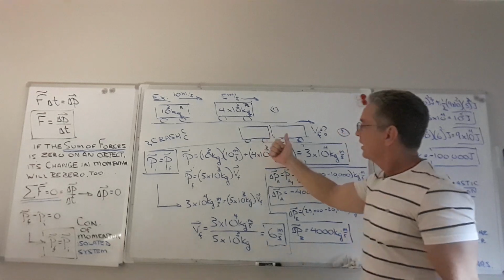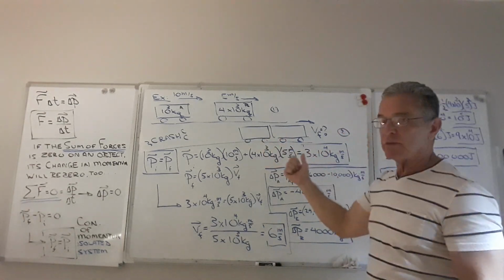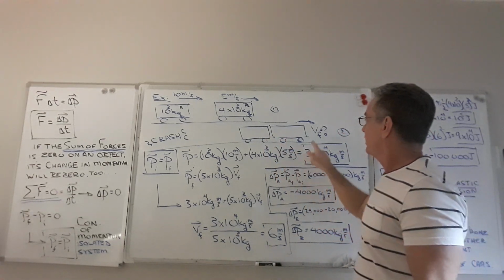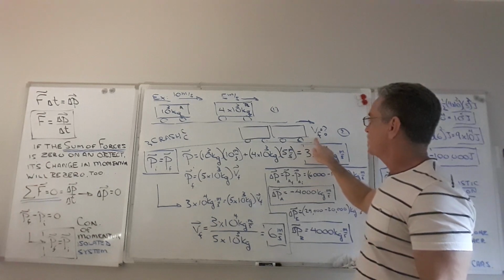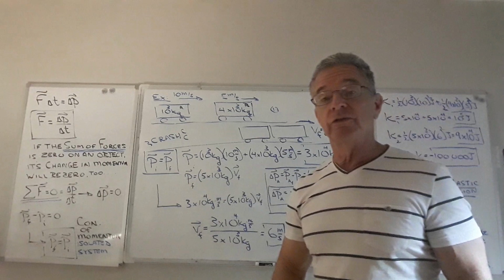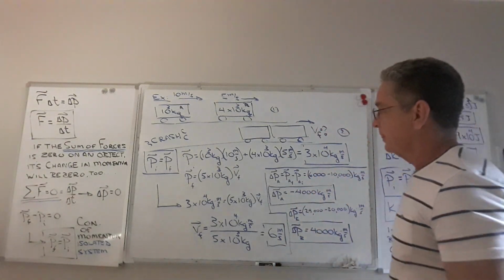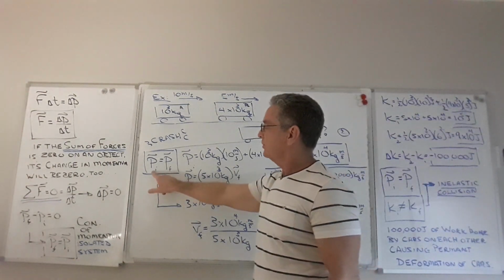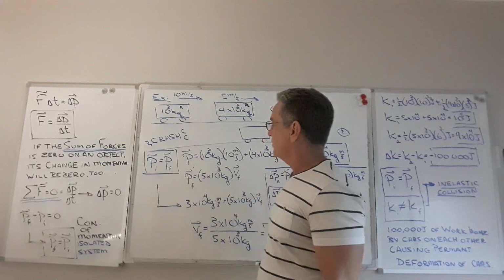Here they are. They're moving off in tandem now, connected to each other, and they're moving off with some final speed, v final. And we want to solve for that final speed. We're going to use conservation of momentum to do that. So here's conservation of momentum. The initial momentum is equal to the final momentum.